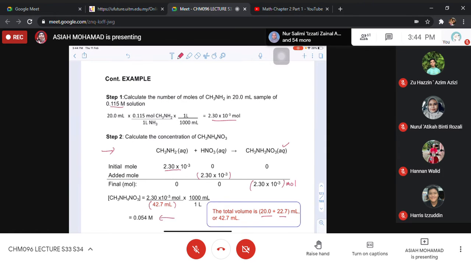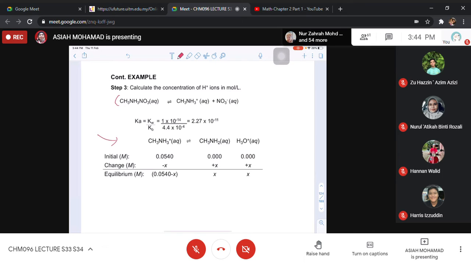Okay, once you have the salt, this salt dissociates, just break it back into cation and anion. So it will produce CH3NH3 plus, correct, and NO3 minus, correct. Once you have these, choose which one of them will further hydrolyze in water. So this one will further hydrolyze in water. Okay, I left out the water, H2O.